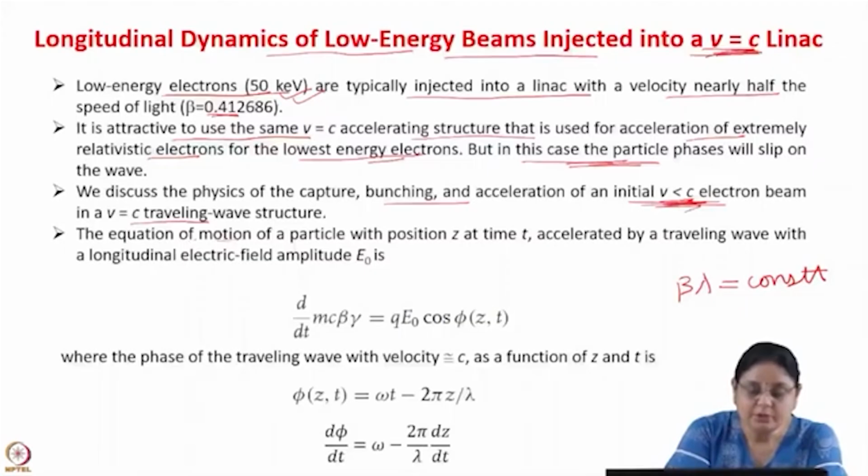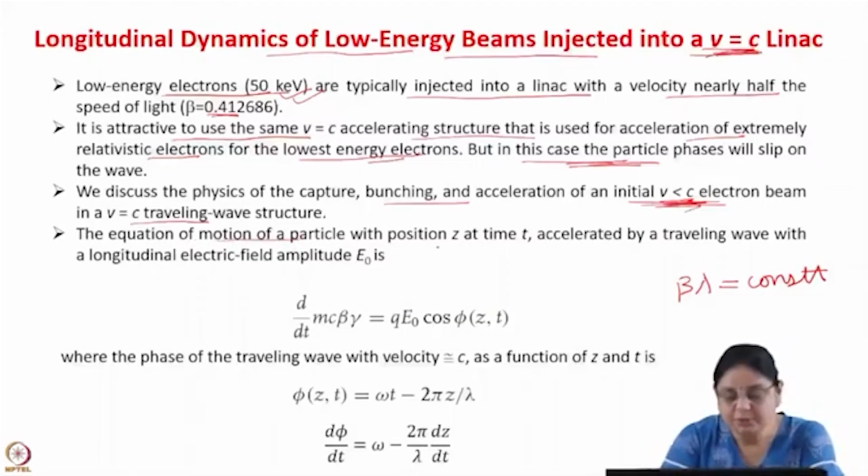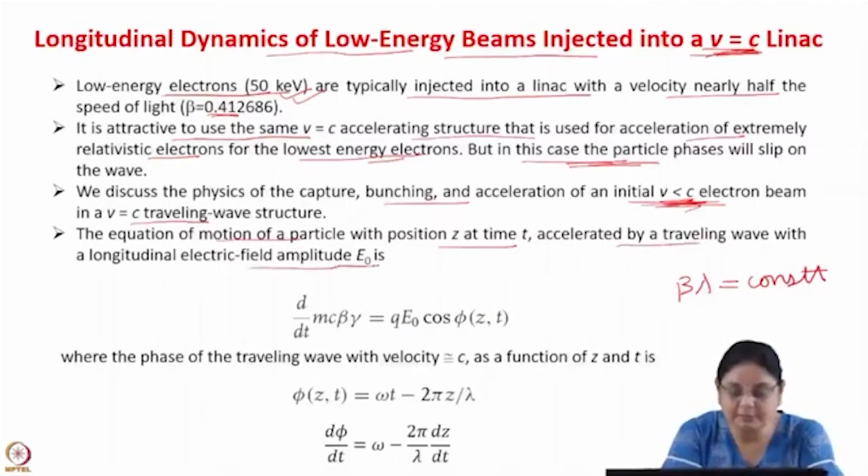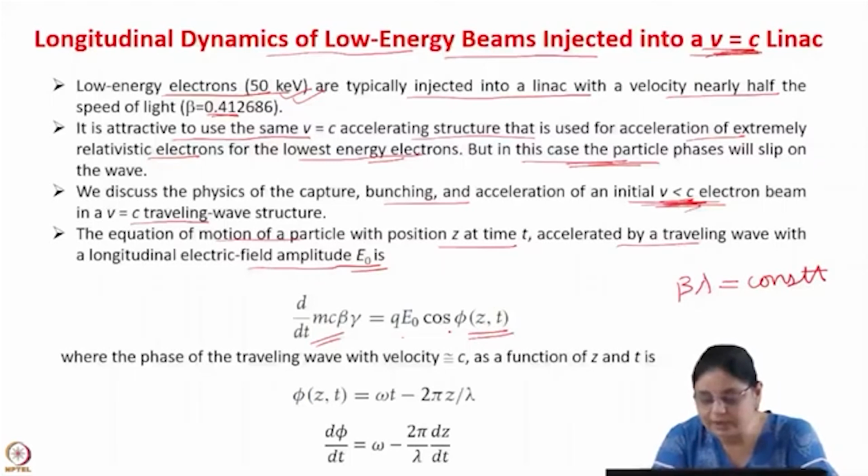So now the equation of motion of a particle with position z at time t, accelerated by a travelling wave with longitudinal electric field amplitude E0, is this. This is simply the rate of change of momentum, and this is the energy gain: Q E0 cos phi as a function of z and t.